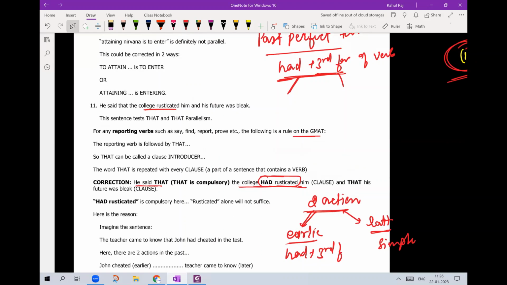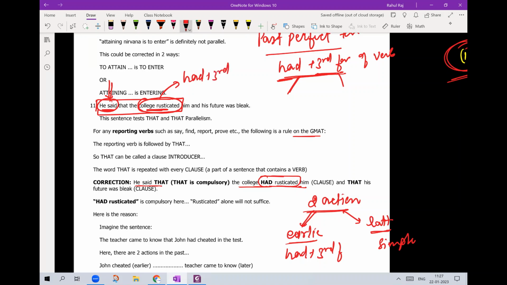When you say the sentence, he said that. Tell me, he said is one action or not? College rusticated him is one action or not? In one clause, there should be two actions. Listen to this. When you write this sentence, he said that the college rusticated. Understand, please, are you using two action in one clause or not? He said is one action, college rusticated is one action. Now tell me which must have happened before. College rustication might have happened before and then only he must have said. So the action that happens before, you will use had plus third form of the verb.